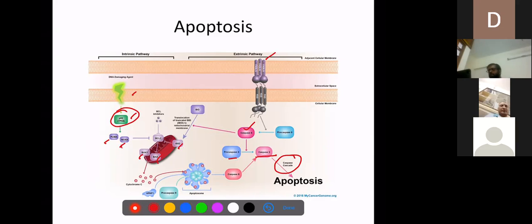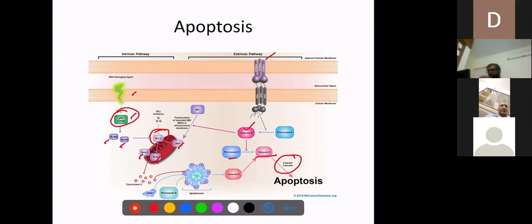So when there are pro-apoptotic genes, there are going to be anti-apoptotic genes also. So the main anti-apoptotic gene here is the BCL2 family of genes. So how to remember which is an anti-apoptotic gene or a pro-apoptotic gene? I'll just give a clue.